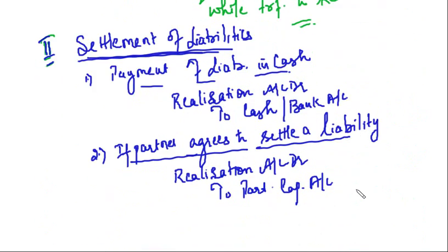If the payment of liabilities is in cash, then the journal entry will be realization account to cash or bank account. If one of the partners agrees to settle a liability, then we will say realization account debit to partners' capital accounts. Clear, friends? I hope this much is clear to you.